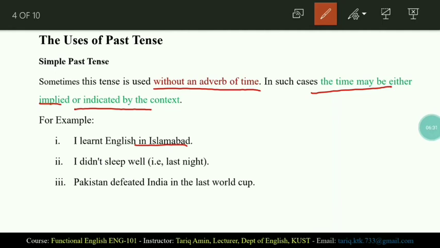I didn't sleep well. So I didn't sleep well means I didn't sleep last night. So the time of the action is implied. It is indicated by the context. Pakistan defeated India in the last World Cup. When was the last World Cup played? It was played in 2015, I guess. So Pakistan defeated India in 2015. So the time of the action is implied.